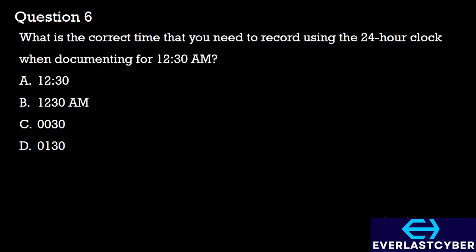Question 6. What is the correct time that you need to record using the 24-hour clock when documenting for 12:30 a.m.? A. 12:30. B. 12:30 a.m. C. 0030. D. 0130.